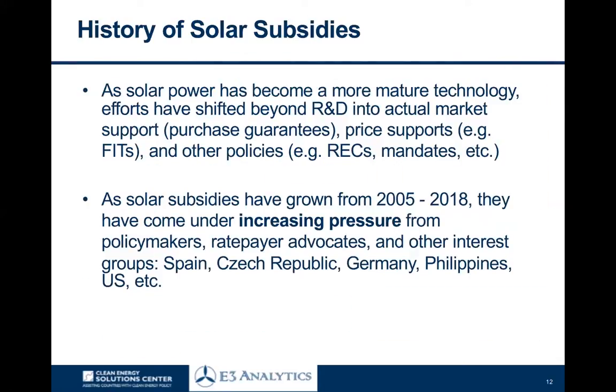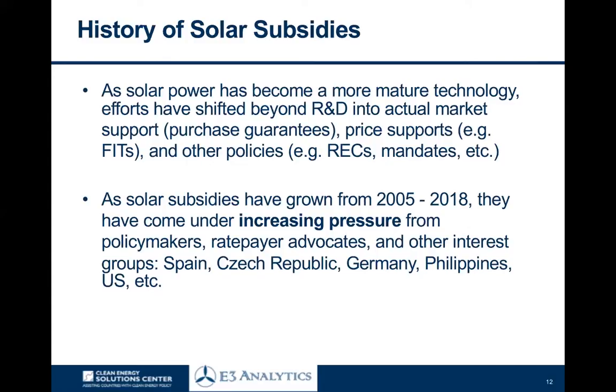But as solar power became a more mature technology through the 1990s and 2000s, in particular, efforts have shifted beyond R&D into actual market support policies, such as providing purchase guarantees or forms of price supports, what are sometimes called minimum pricing policies like feed-in tariffs, as well as other policies like renewable energy certificates and renewable energy mandates in order to scale up the market further.